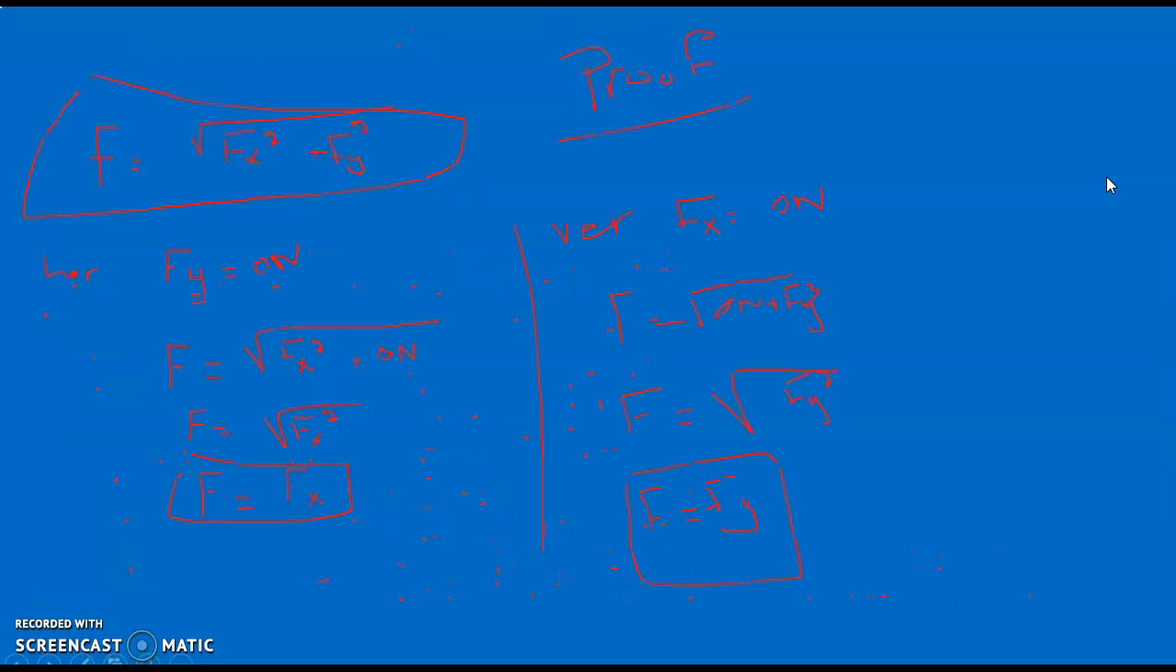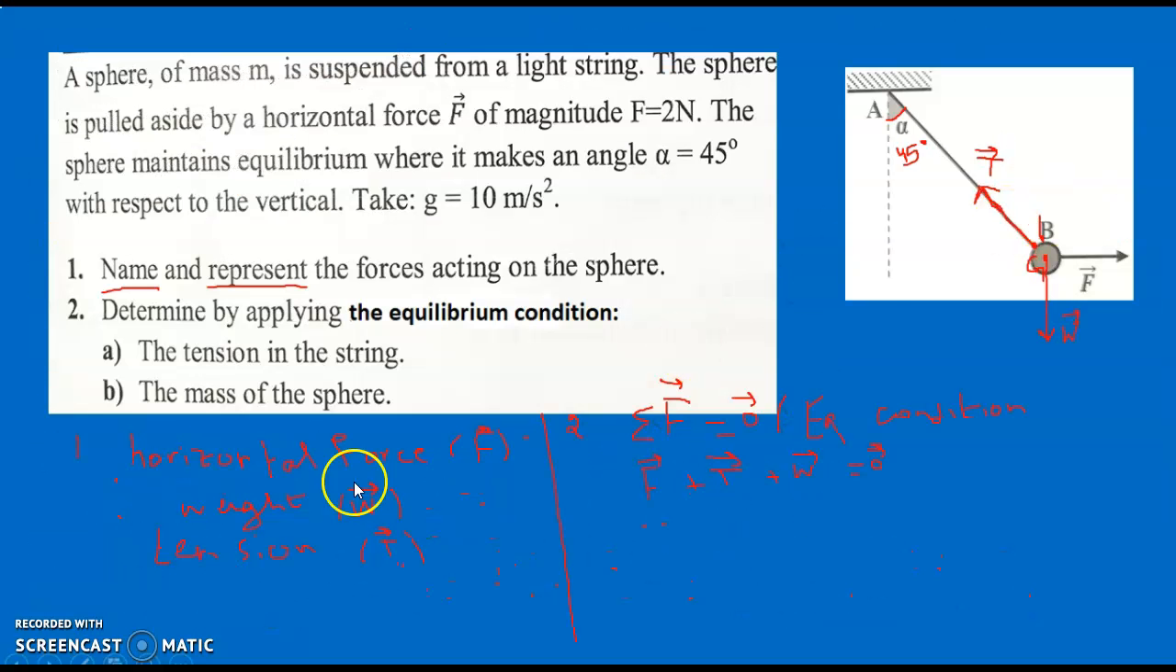However, in the exercise we're solving right now, the opposite is true. We're given the angle between the string and the vertical line, but we are not given the weight. So we cannot start by saying F plus W equal diagonal. We cannot find the magnitude of the diagonal because W is unknown.